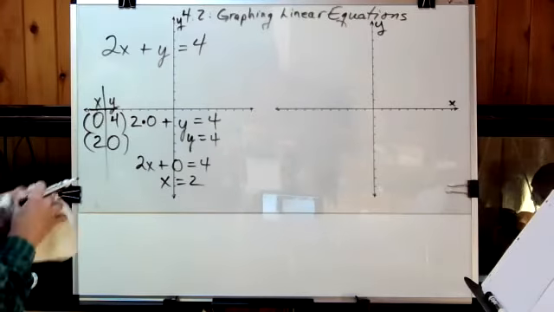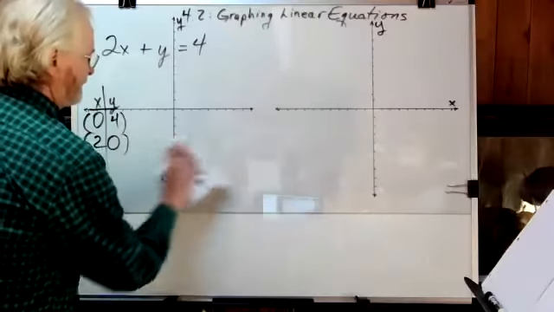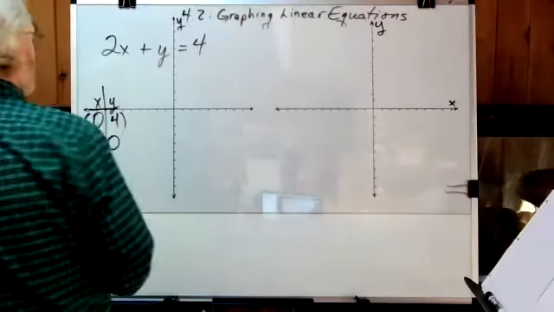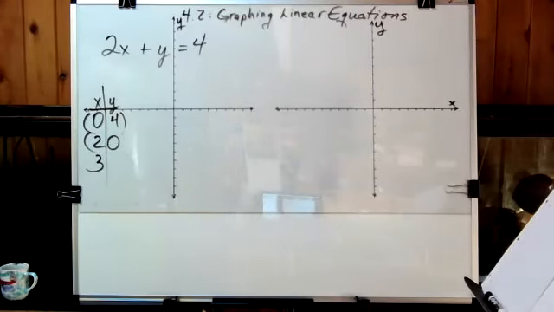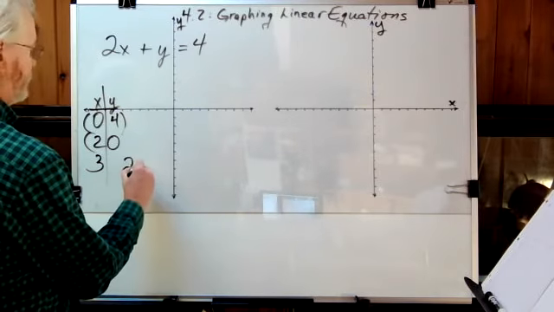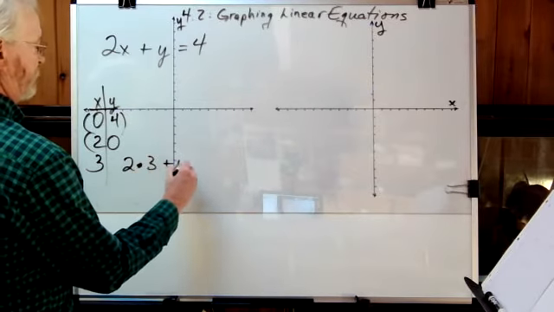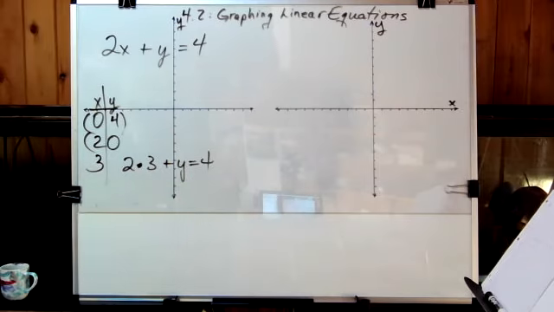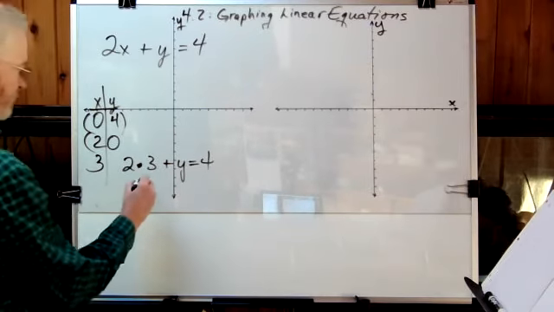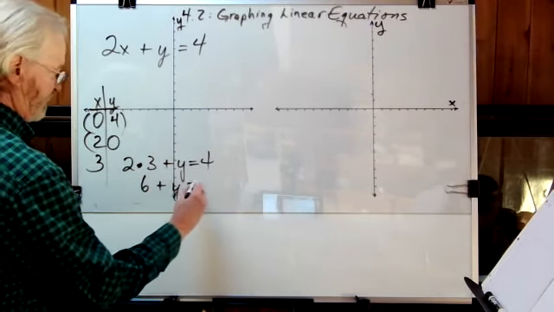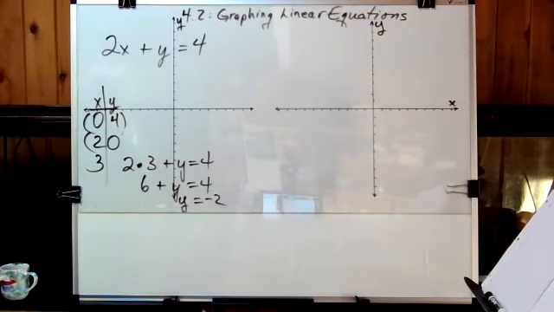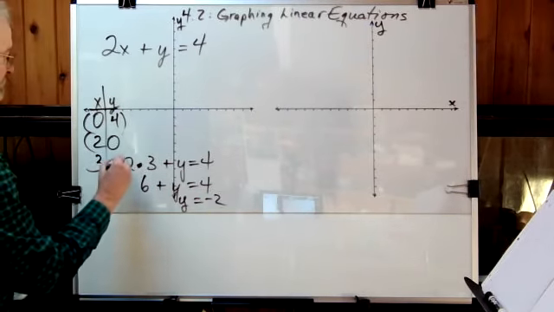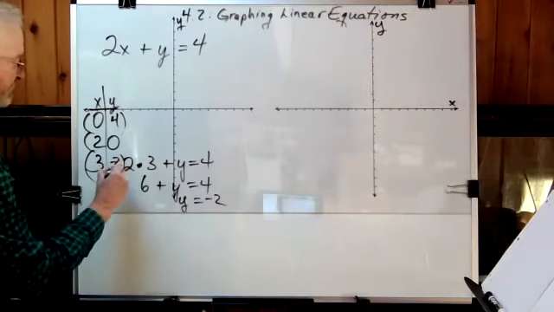I'm going to do one more just to show that sometimes it gets messy. What if I were to choose a 3 for x? What happens here? 2 times 3 plus y equals 4. This is not even going to give me a fraction. 6 plus y is 4. Subtract the 6 and I get -2. So 3, -2. A little messy there.